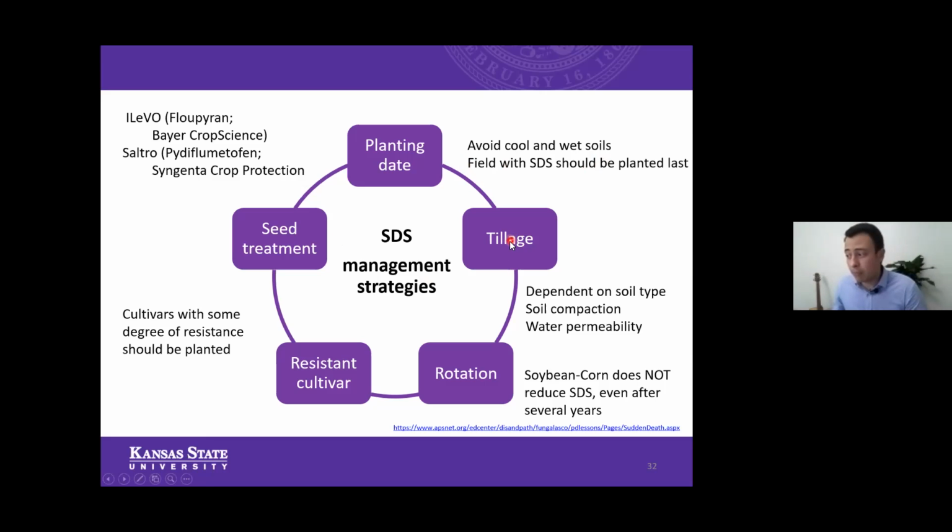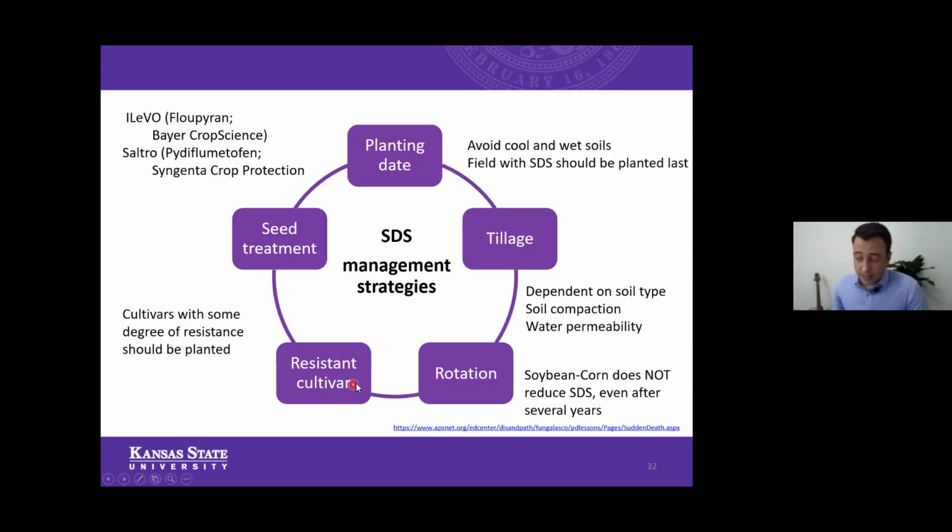Tillage might help in case you have soil compaction or problems with water permeability. It might be a good option. Rotation between soybean and corn does not help to reduce SDS because even after several years, SDS might still be in your fields and can infect corn residue and survive there. Although SDS does not cause any yield damage in corn, it can survive in corn.